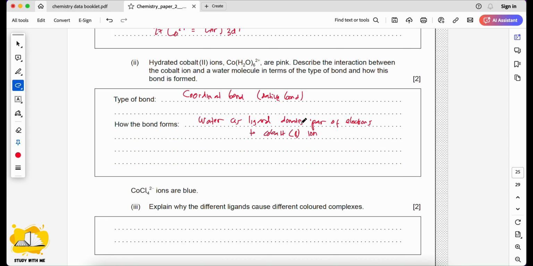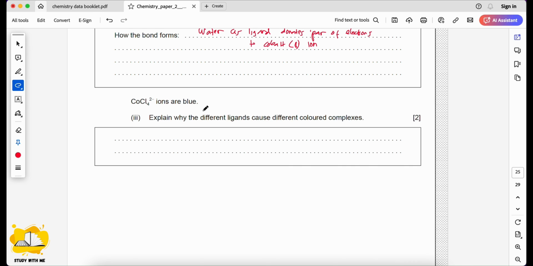Okay, coordinate covalent bonds are formed between the ligand and the transition metal ion. So in this case H2O is the ligand and then Co is the transition metal ion. This involves the ligand donating electrons into the empty 4d and 4s orbitals of the cation, at least for the first row of transition elements, not the partially occupied 3d orbitals.